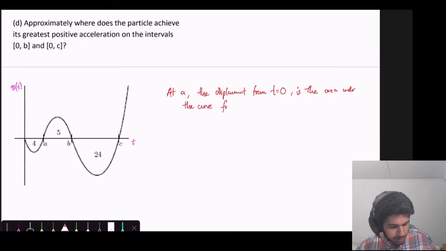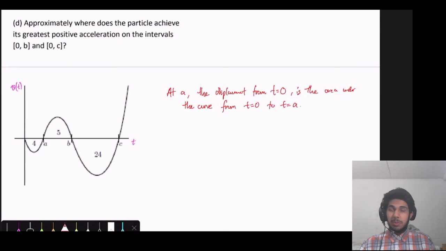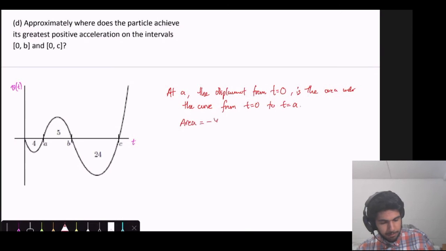From t equals 0 to t equals a. Since we're dealing with displacement, we do have to consider it being positive or negative. So this area is equal to negative 4, right? We're just looking within this bound, so that would be negative 4.